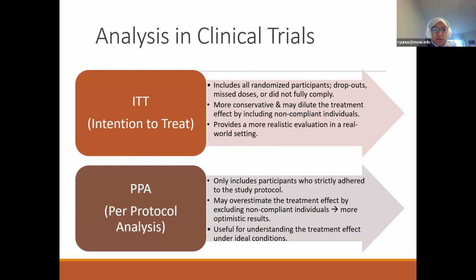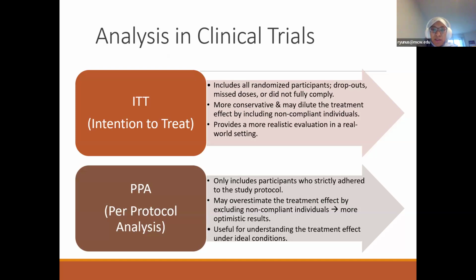As we have talked about measures of associations that we can calculate from case control and prospective cohort, in clinical trials, okay, there are generally two approaches when you do analysis of data. I'm not going into the details, but I just want you to know the two types of analytical approach. The first one is called ITT, intention to treat. The second one is PPA, per protocol analysis. Just very briefly, what is the difference between the two?